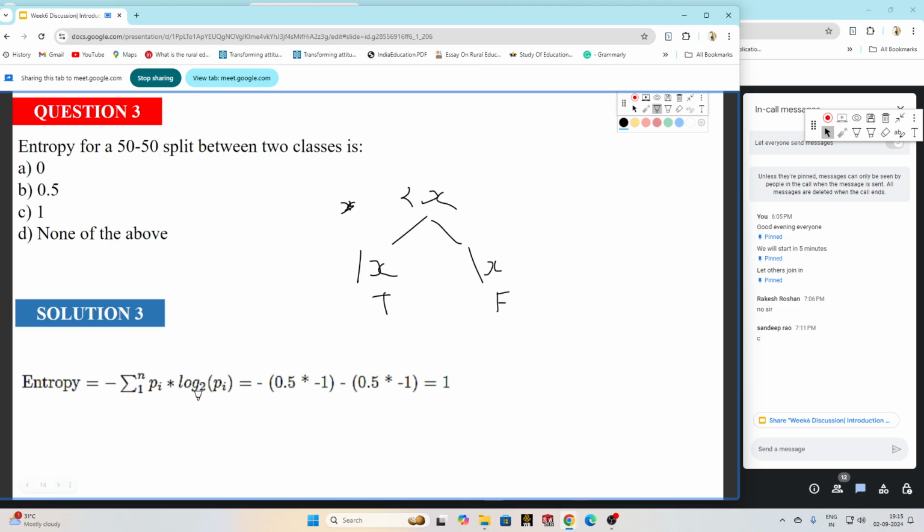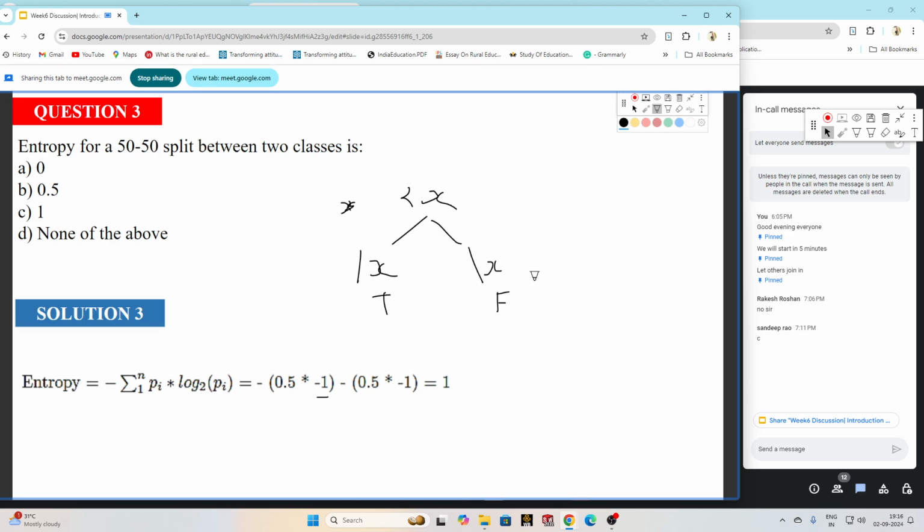So how will we calculate this? We will calculate this by the formula. Let's take the true example first. pi will be 1 by 2, that is 0.5, into log base 2 of 1 by 2. Log base 2 of 1 by 2 is minus 1, because it is 1 by 2. So 0.5 into minus 1 is minus 0.5.